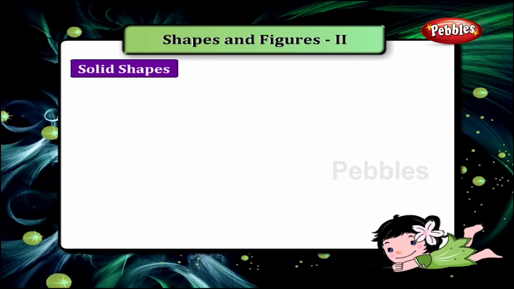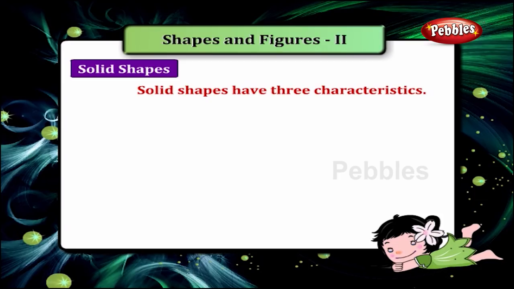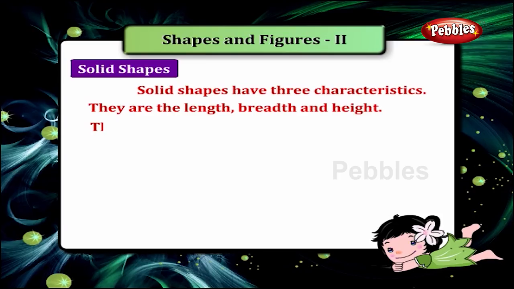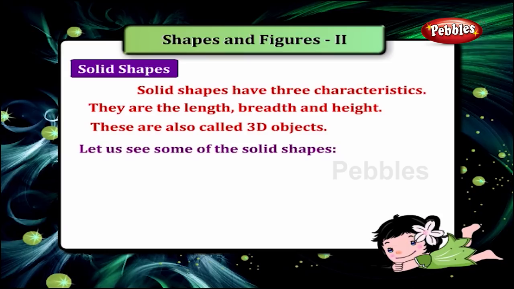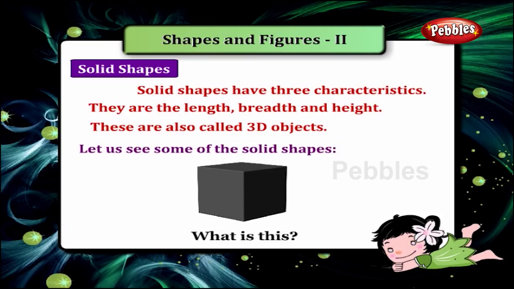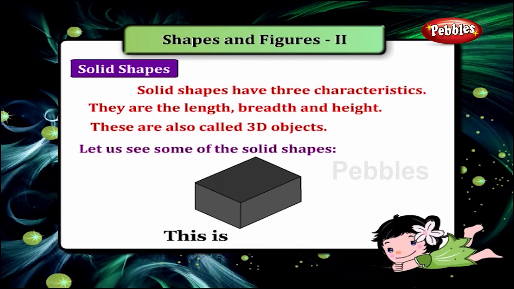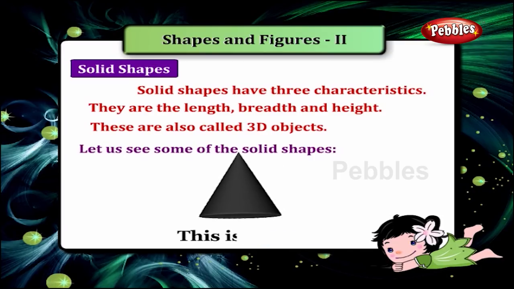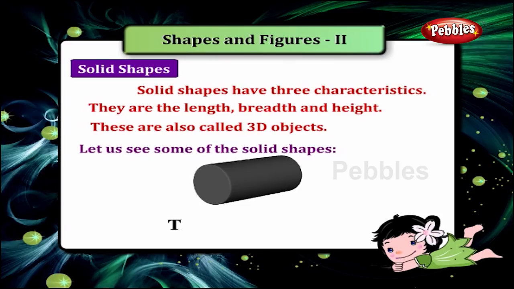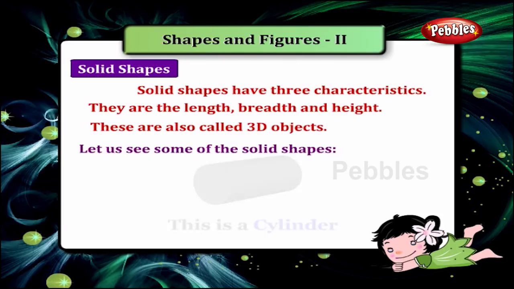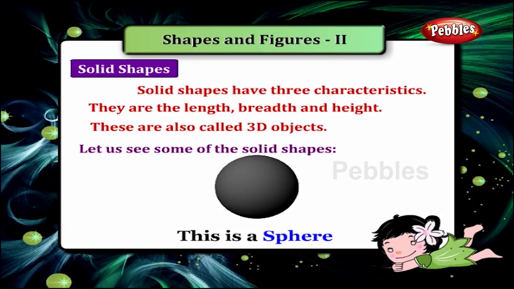Solid shapes. Solid shapes have three characteristics. They are the length, breadth, and height. These are also called 3D objects. Let us see some of the solid shapes. What is this? This is a cube. And this is a cuboid. This is a cone. This is a cylinder. And this is a sphere.